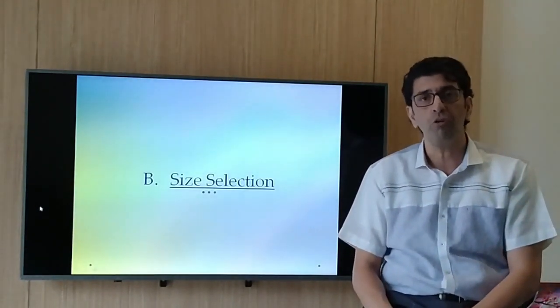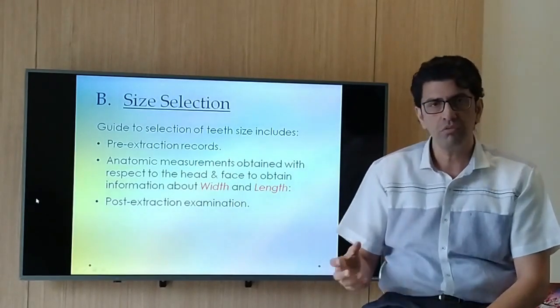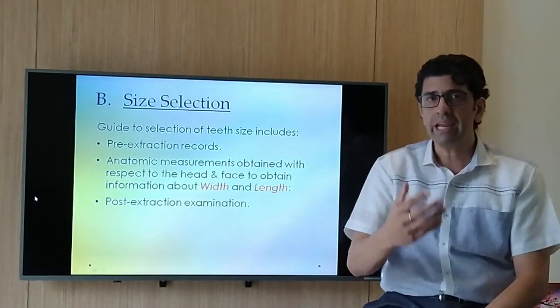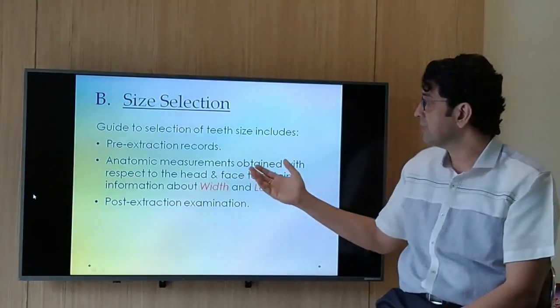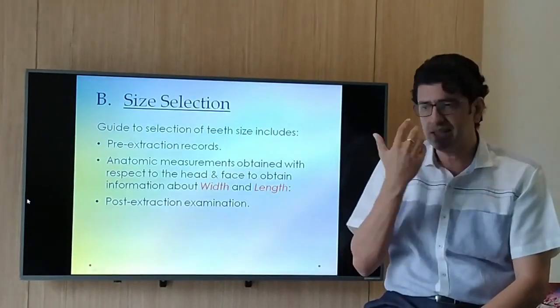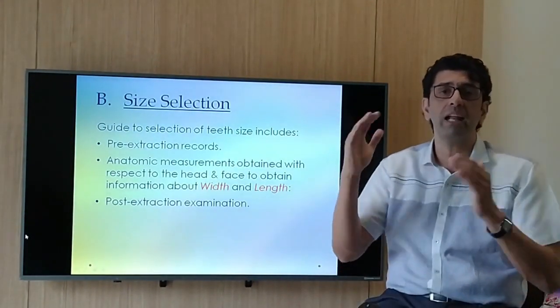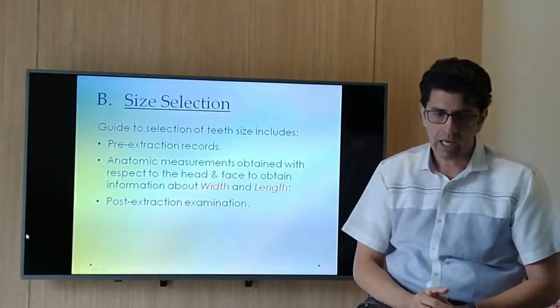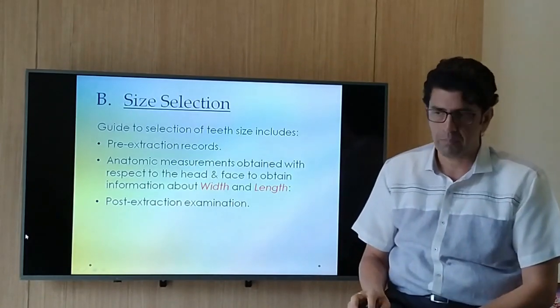So we talked about shape or form, and now we're going to talk about size selection. In size selection, we have different aids to help us. One is pre-extraction records. The other one is the anatomic measurements that you obtain with respect to the face, the head, and all that to help you determine the width and the length of the teeth. And finally you have the post-extraction examination that's going to help you.